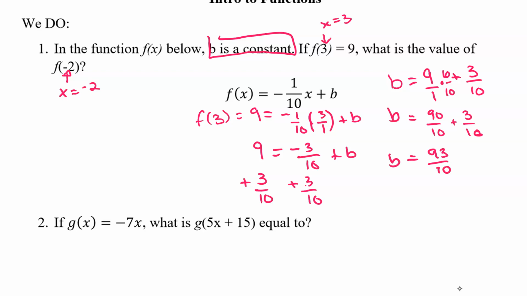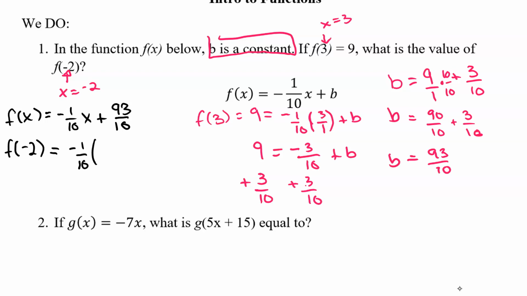We're ready to write our equation now with the value of b in it. So we've got f of x equals negative 1/10 x, so that part's staying the same. And we now know the constant b is 93/10, so we're going to put that in there as well. Our question was asking us for f of negative 2, so now we get to find our final answer by substituting in negative 2. Remember, whole numbers are like divided by 1.